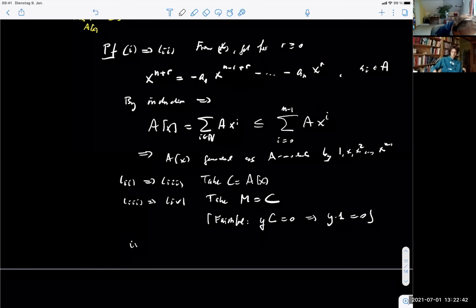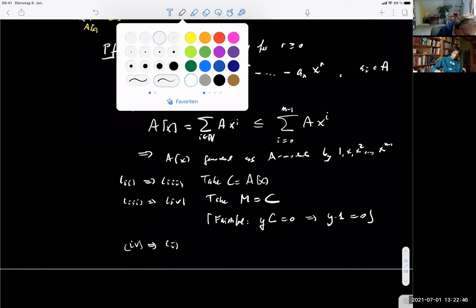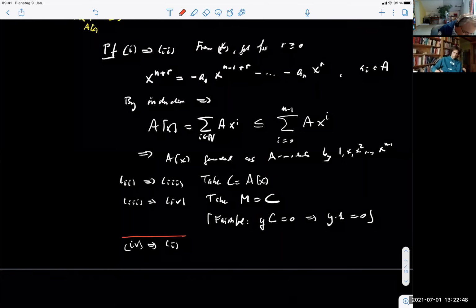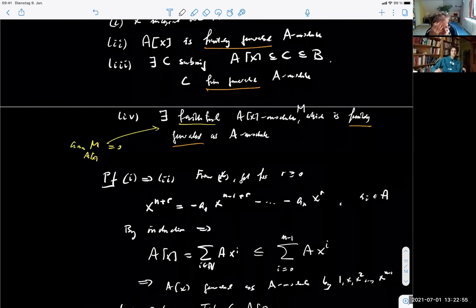So the only direction where something is happening is from 4 to 1. Maybe let's mark it somehow in red. So here something's happening. This is the interesting part. So we have this weird condition 4. There is this faithful AX module finitely generated as A module. We have to show X is integral. We have to find this linear relation among the powers of X. Okay, and this we do with the Nakayama lemma.